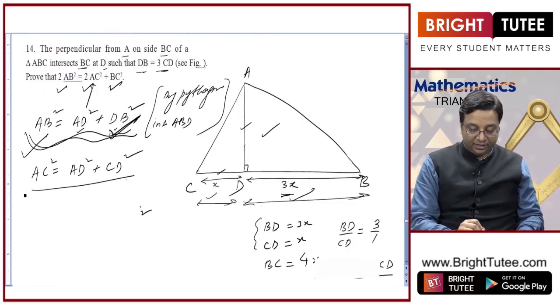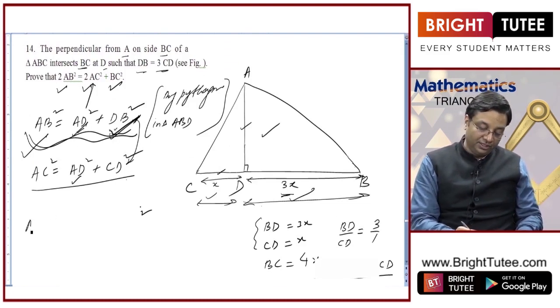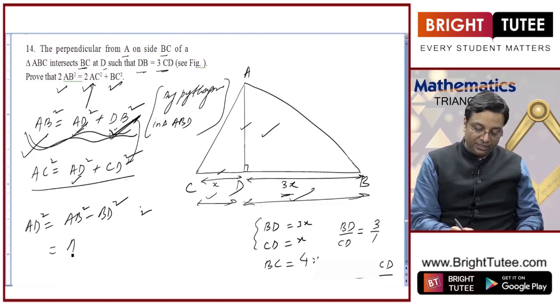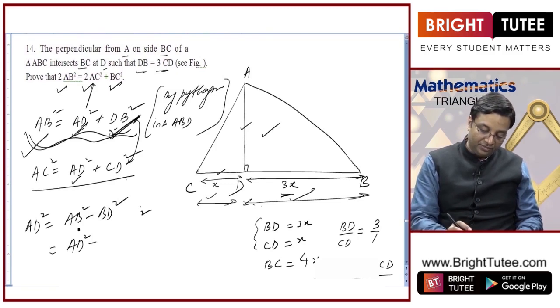What can we say about these two equations? If I take AD square in both of these, AD square is equal to AB square minus BD square in the first one, and it is equal to AC square minus CD square here.